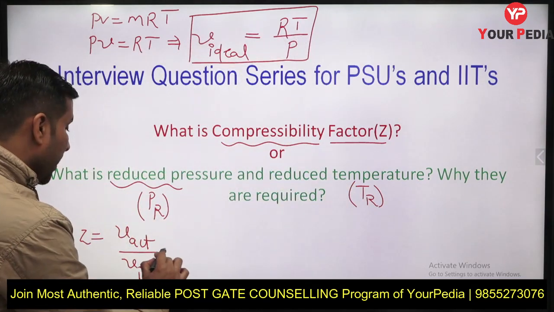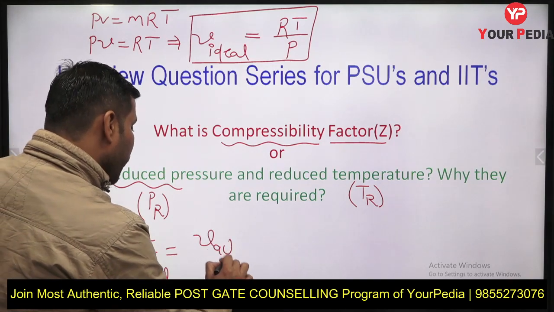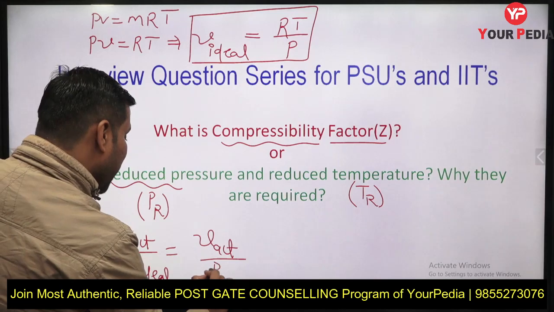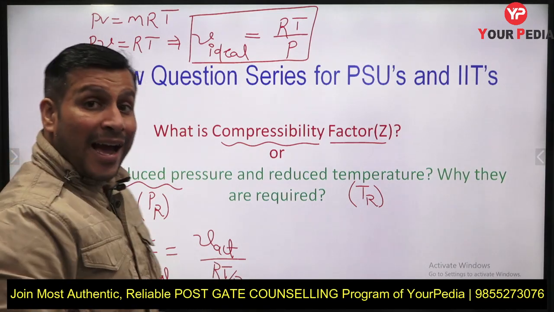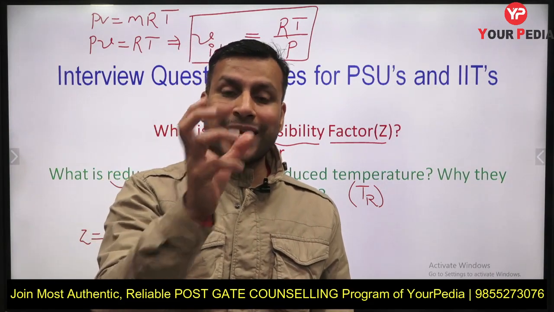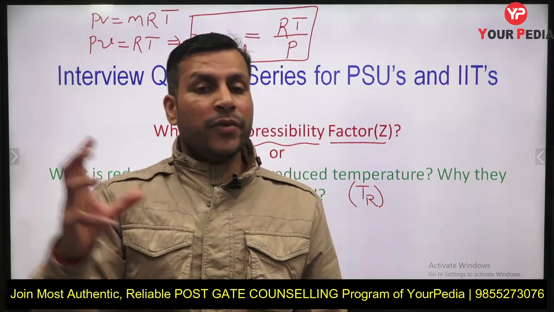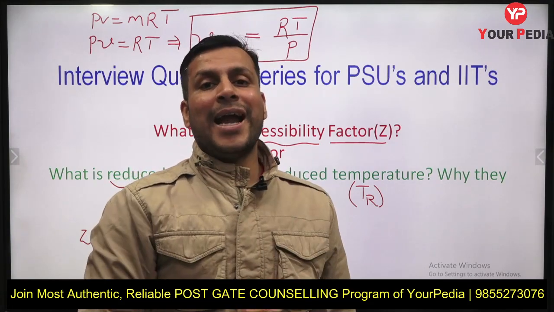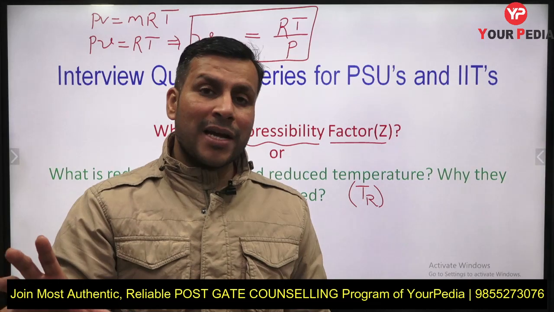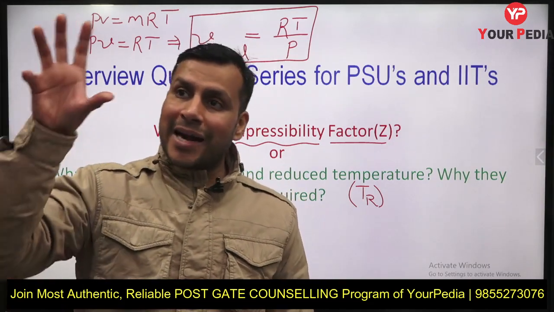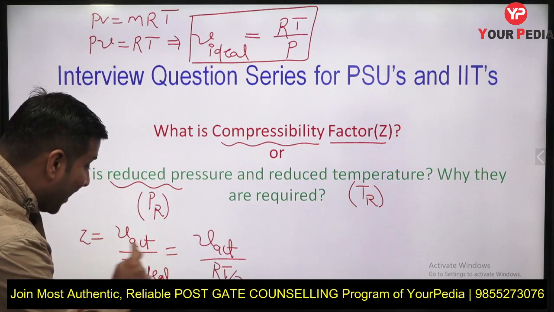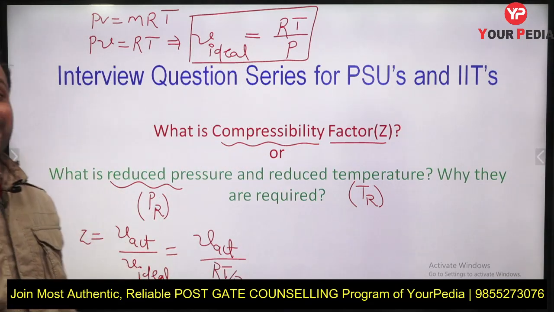So the ratio of the actual volume of a gas, V actual, divided by the ideal volume, and the ideal volume is nothing but RT by P at a particular pressure. So the real gas which you have, the specific volume of that real gas you are comparing with the specific volume of an ideal gas at the same pressure and the same temperature T. T is the temperature of the real gas, P is the pressure of the real gas. At that particular pressure and temperature, what is the specific volume of an ideal gas, and what is the specific volume of a real gas?